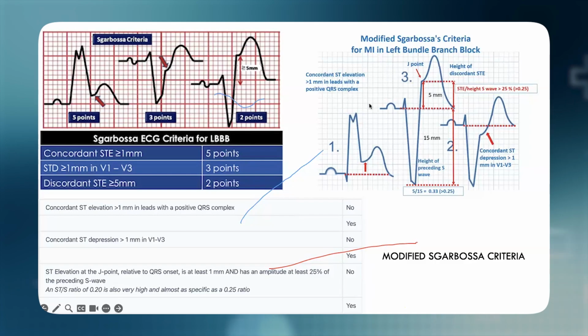This is the modified Sgarbossa criteria. It retains number 1 and number 2, the points are the same. For number 3, the fixed 5 millimeter is changed into ST elevation ratio with the height of the S wave more than 25%. So in modified Sgarbossa, there is no point system, only yes, no. If any of the points is yes, then there is STEMI equivalent in LBBB.